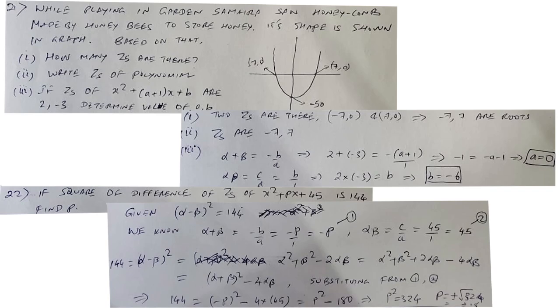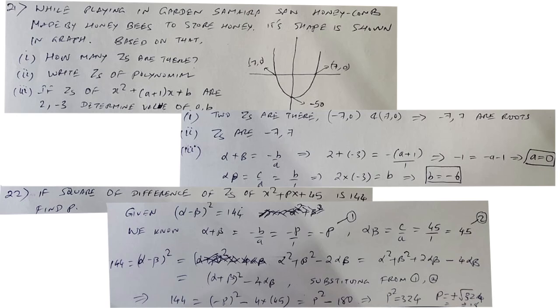Okay. Again, we know that alpha plus beta is minus b by a. What is minus b by a in our case? It is minus p by 1. So alpha plus beta is minus p. What is alpha beta? Alpha into beta is c by a, that is 45 by 1, that is 45. So we have two equations. One equation is alpha plus beta is minus p, and the second equation is alpha beta is equal to 45.